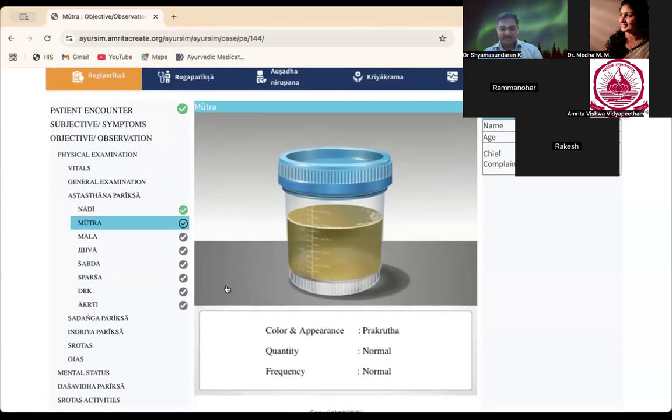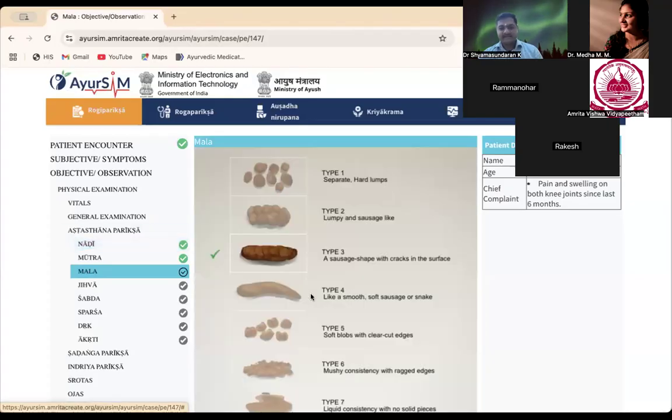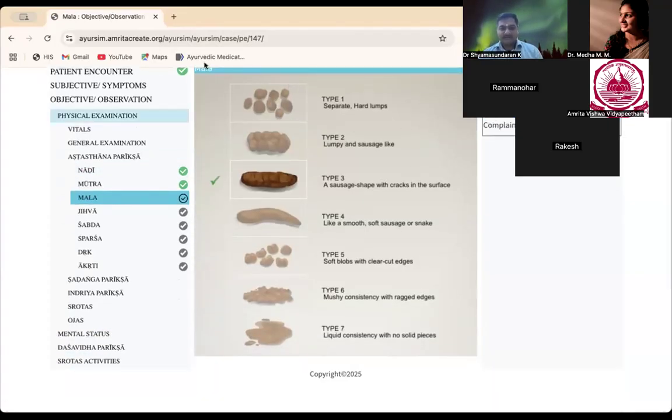Mutra Pariksha. This is an image. By looking at the image, you have to identify. Whereas in Mala, again, there are different types of Mala. This is called the Bristol stool chart, which is there in modern medicine. And based on that, you can also decide, is it Vata, Pitta? So see, this is typically Vata type of Mala. And this is Pitta or Kapha, like that. So all of that you can identify according to modern medicine and Ayurveda.